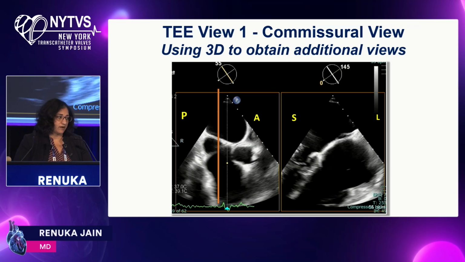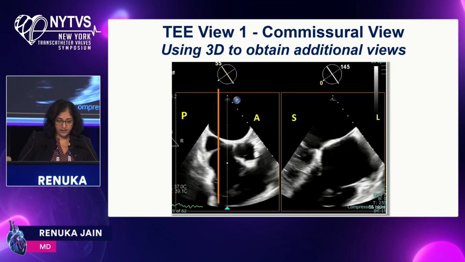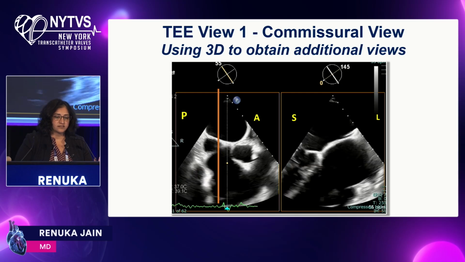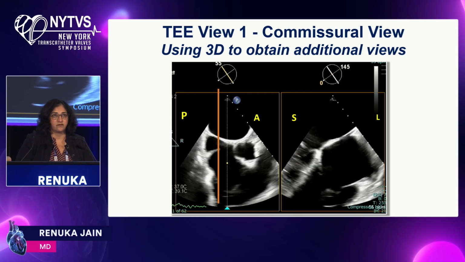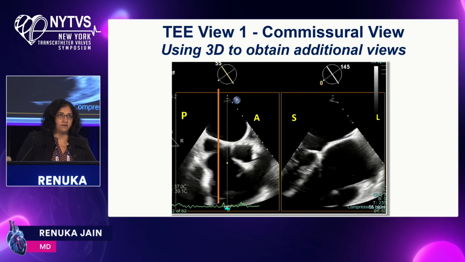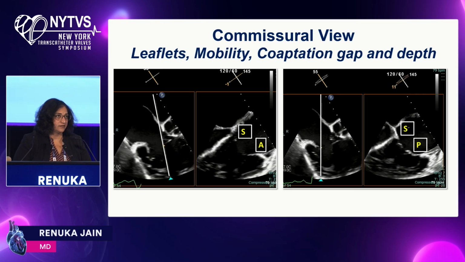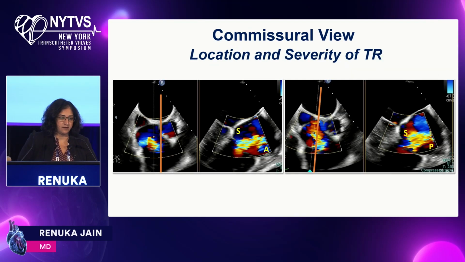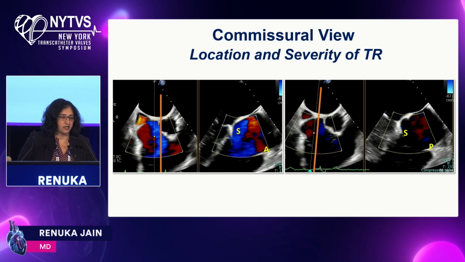You use 3D. Remember, X-plane is a form of 3D, to basically create a line to allow you to identify leaflets. And this orientation, the posterior, anterior on one side, septal, lateral on the other side, is what we use for all tricuspid valve interventions, whether it's TEER, TTVR, Evoke, Intrepid, valve-in-valve, anything that we do in the tricuspid space. The commissural view allows you to understand leaflets, their mobility, their lengths, coaptation gaps, and coaptation depths. It also allows you to understand the location and the severity of tricuspid regurgitation.